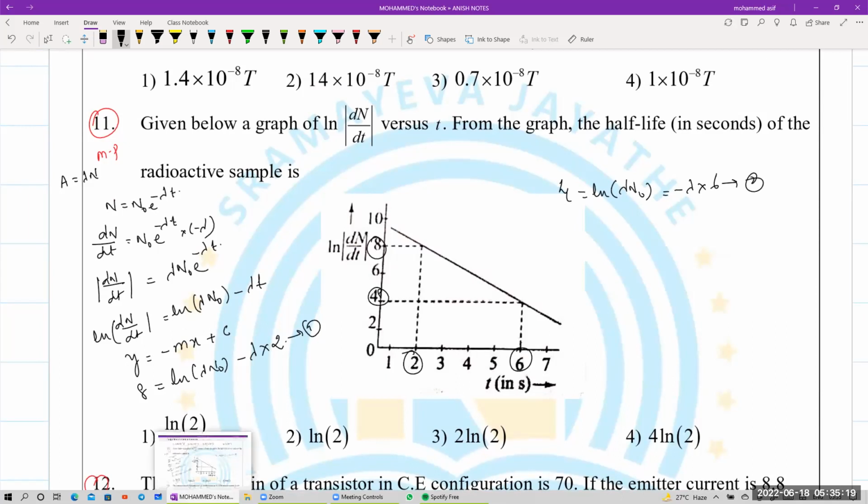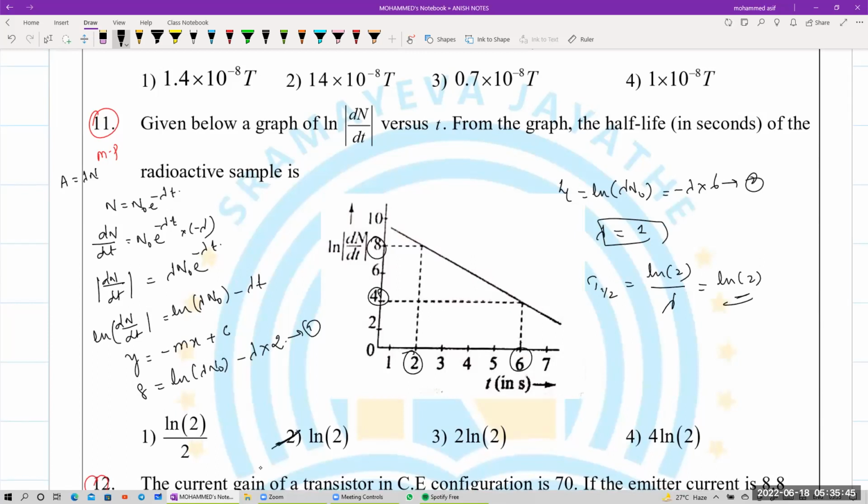See, from equation 1 and equation 2, 4 ones are 4 twos, and lambda N0 will get cancelled. So I can get the value of lambda. The lambda value is coming out to be 1. If lambda is 1, t half will be equal to how much? t half is equal to ln 2 divided by lambda. So this will be equal to ln 2.